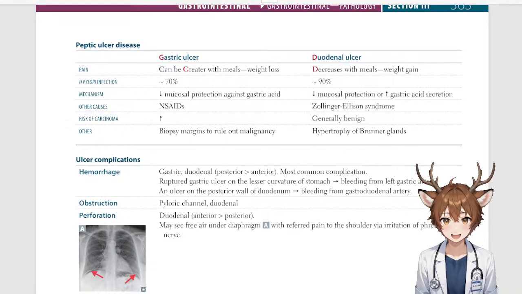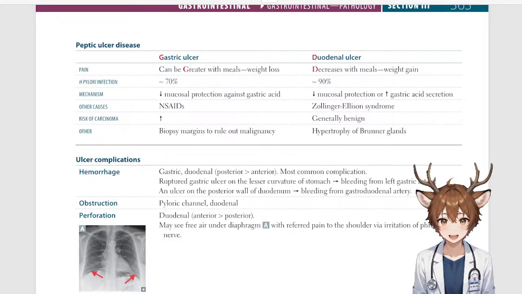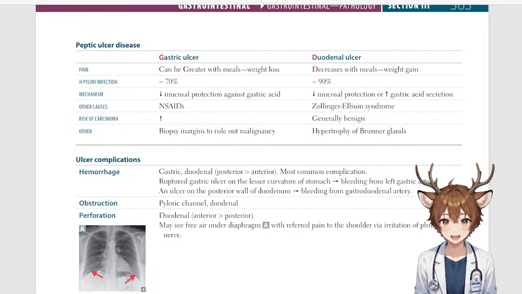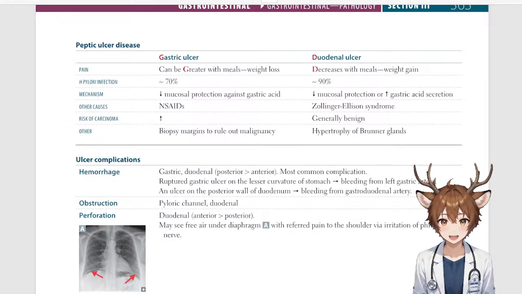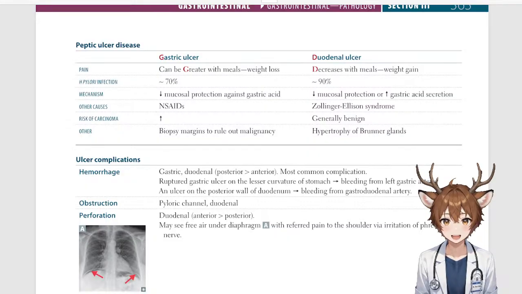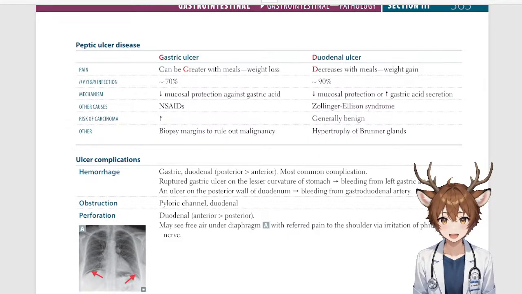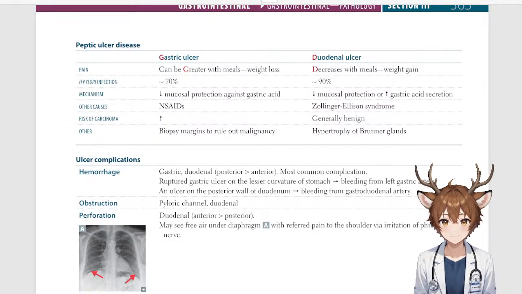Anterior duodenal ulcers can perforate into the anterior abdominal cavity, potentially leading to pneumoperitoneum. May see free air under the diaphragm, pneumoperitoneum, with referred pain to the shoulder via the irritation of the phrenic nerve. Remember, phrenic nerve is the origin of the pain.